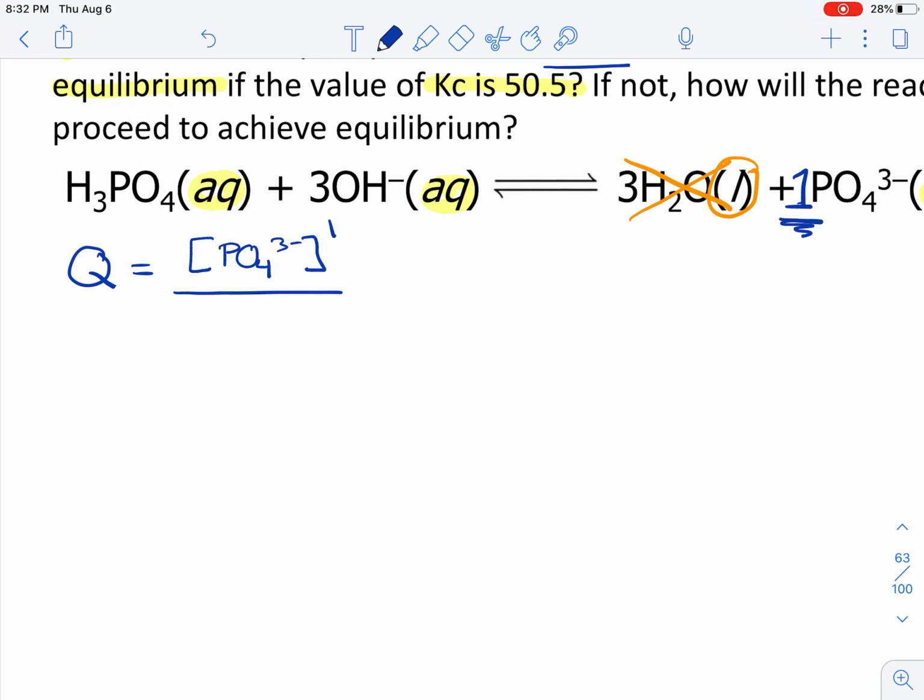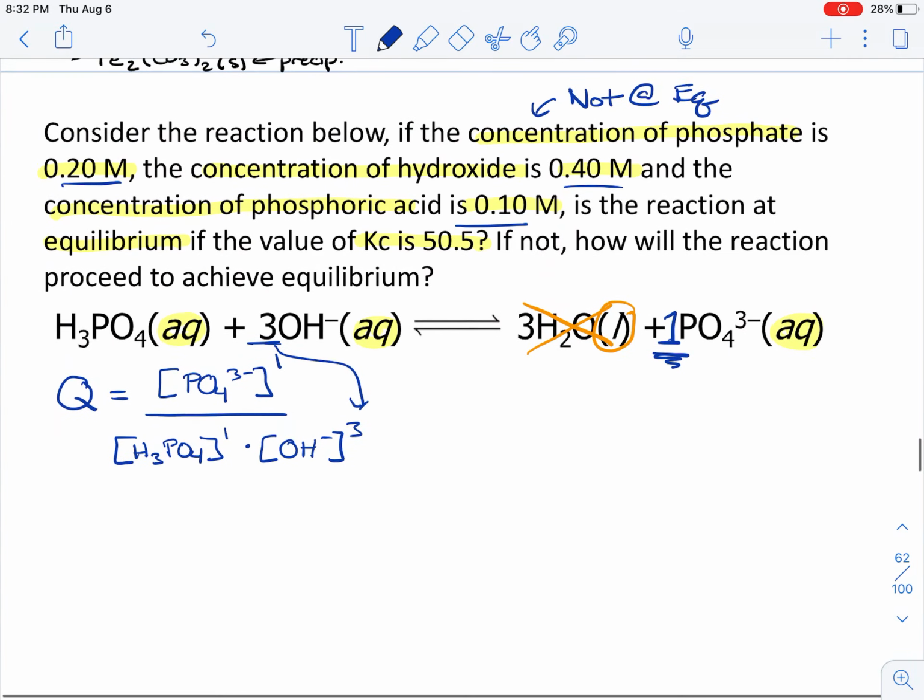What we're going to do next is write the concentration of the reactant, in this case phosphoric acid, raised to the first power, times the concentration of hydroxide raised to the third power because we have a coefficient of 3. Since all of these concentrations are not at equilibrium, we can use these concentrations to calculate Q. And so Q becomes a ratio of products to reactants.